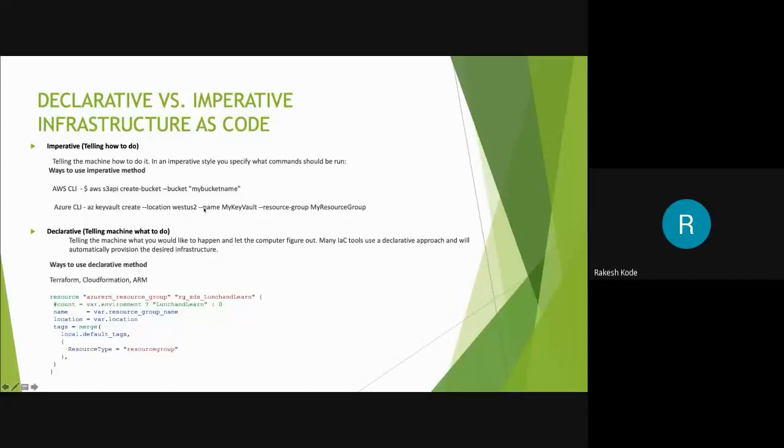So it works fine. It does the same thing that the other infrastructure as code methods will do. But in the imperative way, it is just trying to create that. In case, let's say, this key vault already exists, there's no way for it to create the new one.